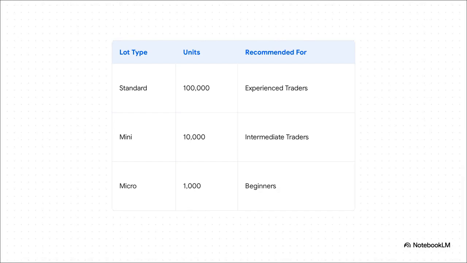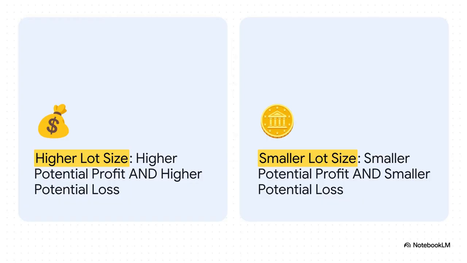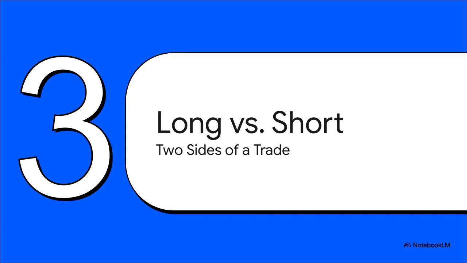And here's how that breaks down. You've got standard lots, which are a massive 100,000 units. That's for the pros. But if you're just starting out, your eyes should be right here on the micro lot. By trading just 1,000 units at a time, you can learn the ropes without risking a ton of money. At the end of the day, it's a simple trade-off. A bigger lot size is going to amplify everything, the good and the bad. A smaller lot size keeps everything manageable while you're learning. See, controlling your lot size is controlling your risk. It's that important.